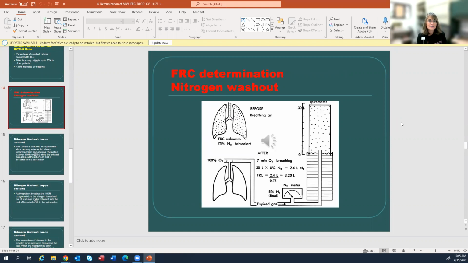The next test for figuring out FRC is by doing a nitrogen washout. So we know that when we breathe in air, we've got nitrogen in the air that we breathe in, and that nitrogen's throughout our lungs. If we breathe 100% oxygen, we're going to wash out all that nitrogen, and the pure oxygen will take its place. So we collect all this exhaled nitrogen, measure the amount that came out, and from that we can tell what the FRC is. Again, we don't have to do the calculation, the computer does it for us.